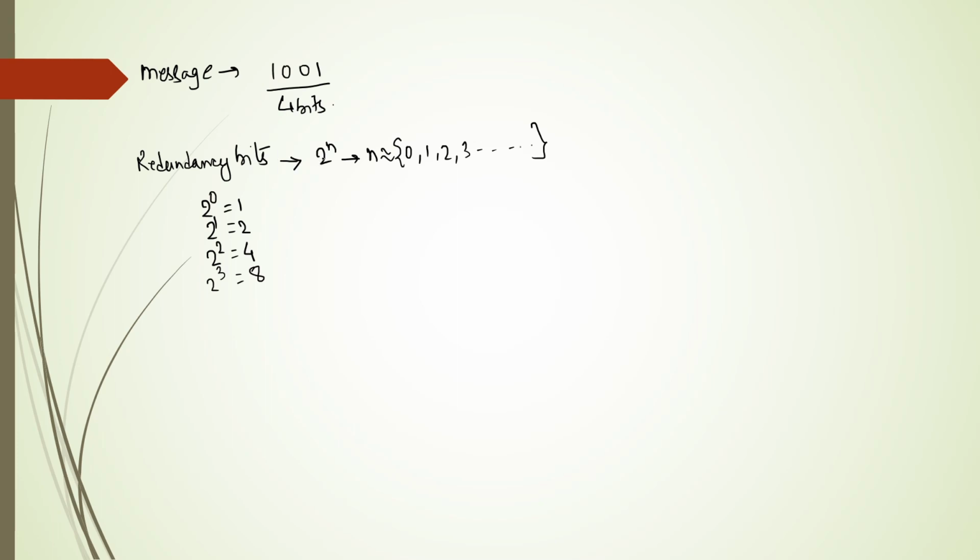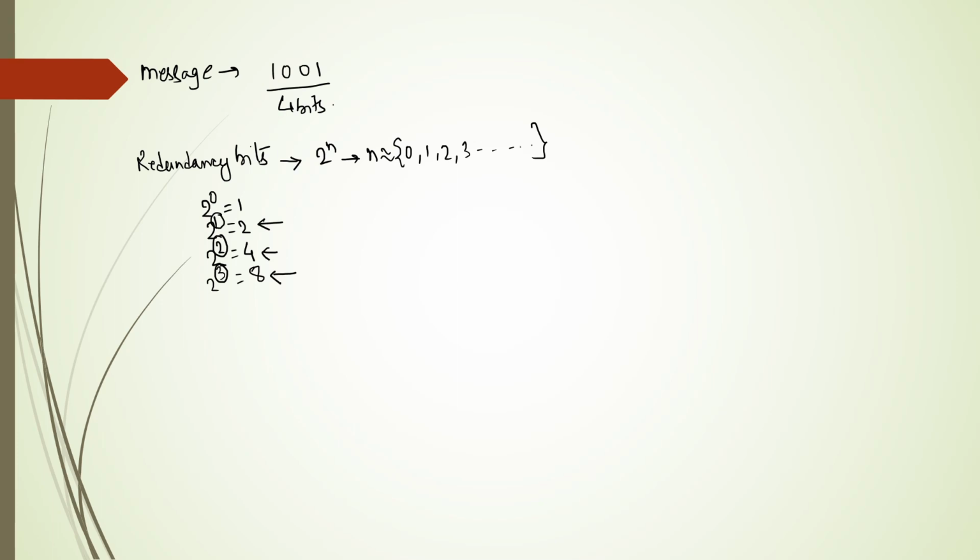What is this 3? It is n, right? So n is the number of redundancy bits that we can add. If I do 2 to the power 2, which means I add 2 redundancy bits, how many message bits can we encompass? We can encompass 4 message bits. If I add 3 redundancy bits, we can encompass 8 message bits. If I add 1 redundancy bit, we can encompass 2 message bits. Am I clear till this?